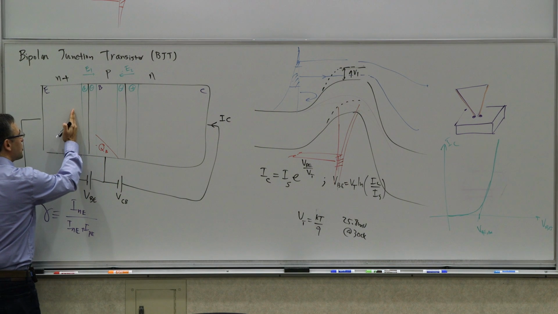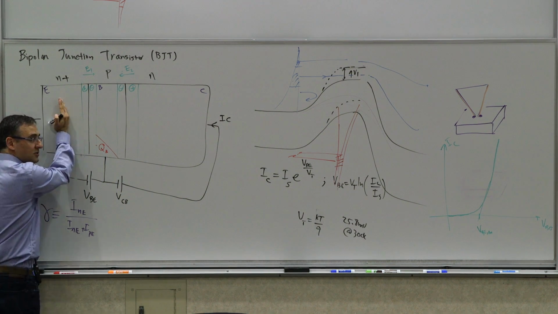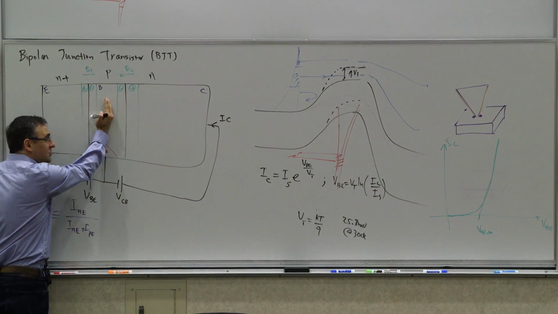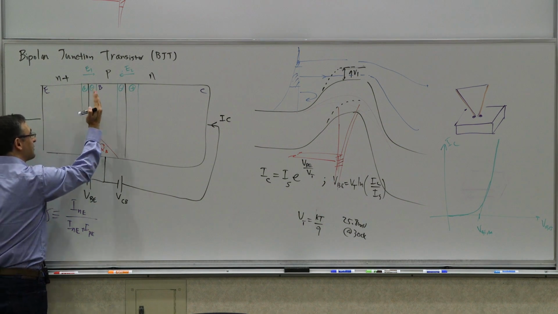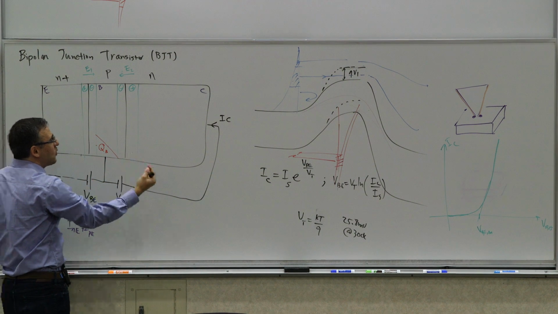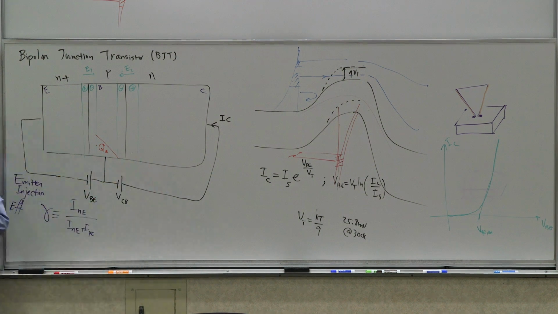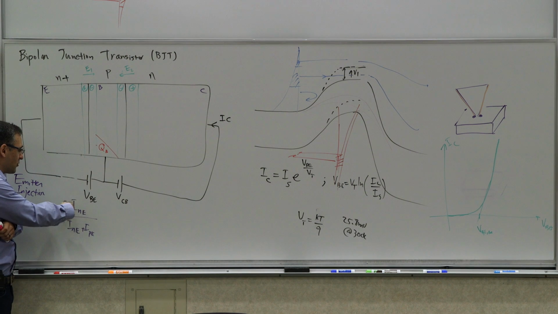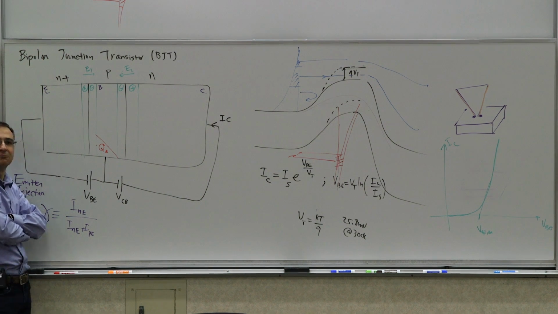If you make this ratio, for example, the ratio of doping concentration here to doping concentration here, let's say this is 10^18 and this is 10^16, then if you have equal probability of going in both directions, what can you roughly say your emitter injection efficiency is? Roughly.